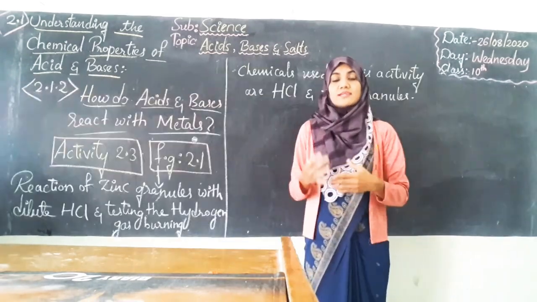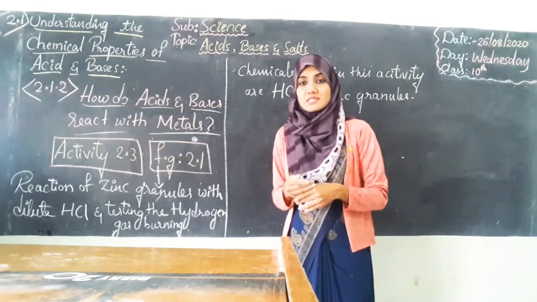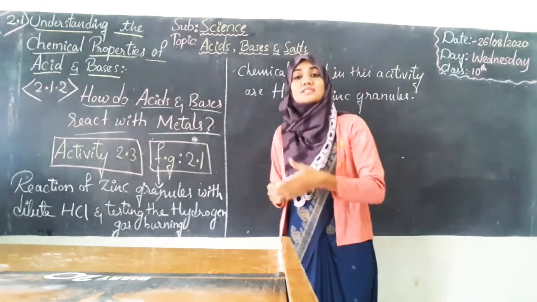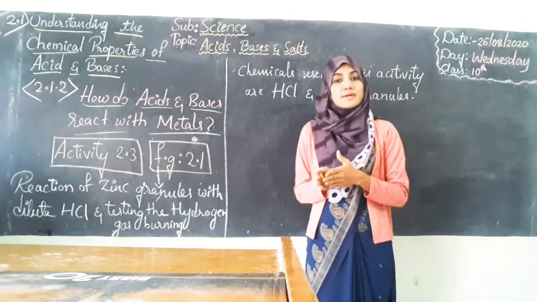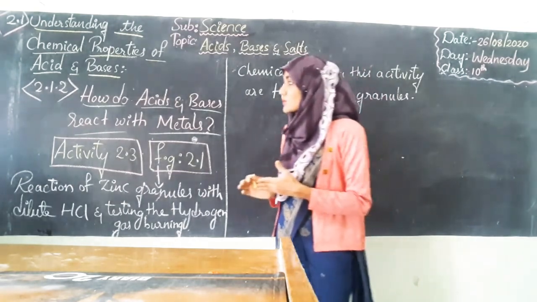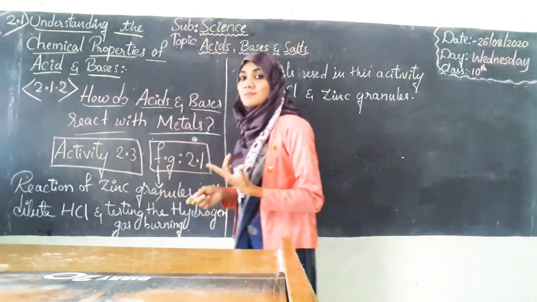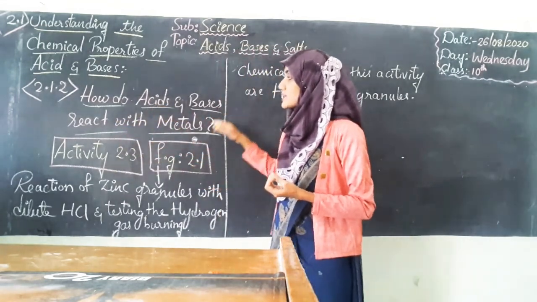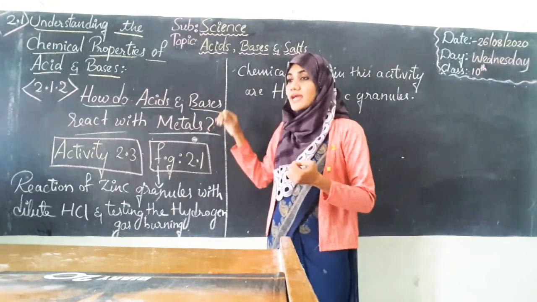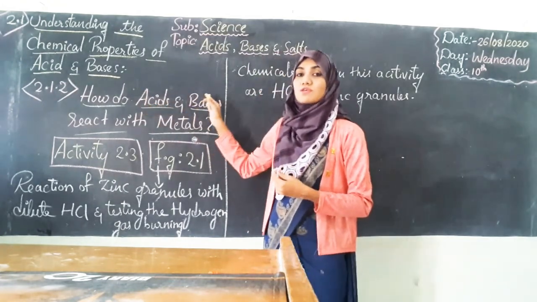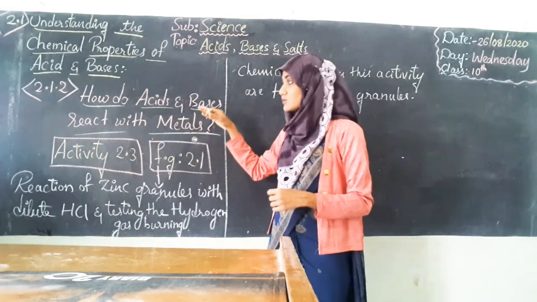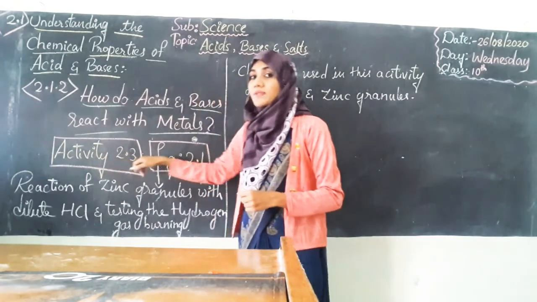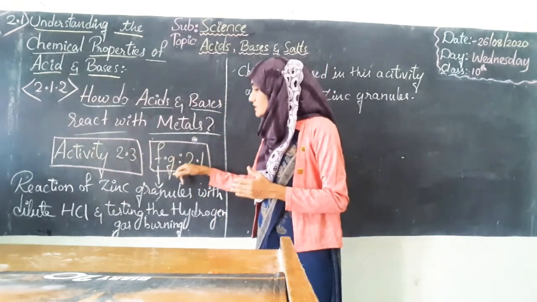Now we will see a few more properties of acids and bases, their chemical properties. To see the further chemical properties, we need to perform activities. Let us see the second property by conducting an activity on the reaction of acids and bases with metals. Refer to activity 2.3 in your textbook, and you can see the laboratory setup in figure 2.1.